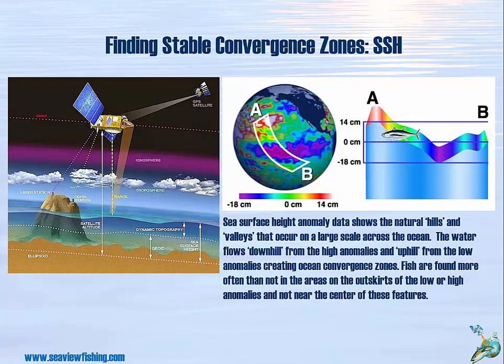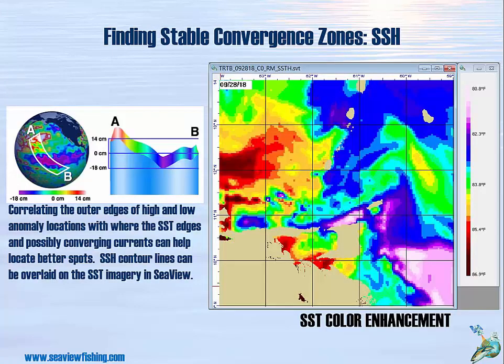Sea surface height anomaly represents the present sea surface height measurements relative to a long-term average. You can think of sea surface height anomalies kind of like natural hills and valleys that occur on a large scale across the ocean. The water flows downhill from high anomalies and uphill from the low anomalies, creating ocean convergence zones. Fish are found more often than not in the areas on the outskirts of the low or high anomalies and not near the center of these features. Correlating the outer edges of a high and low anomaly location with the locations of sea surface temperature edges and possibly converging currents can help locate stable convergence zones and better fishing spots.